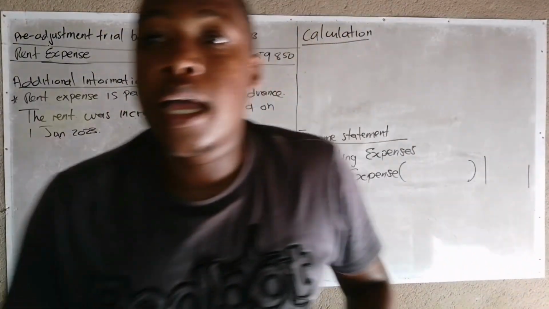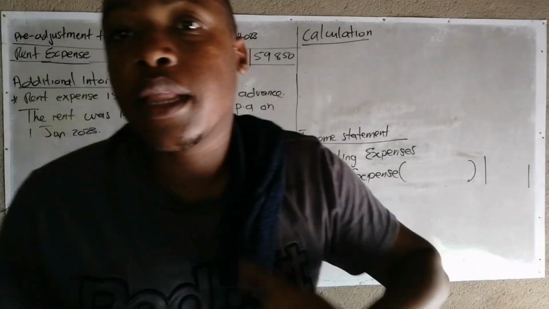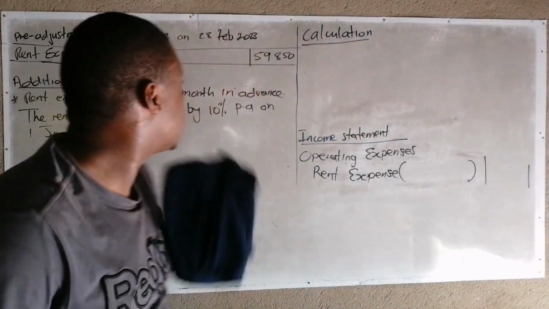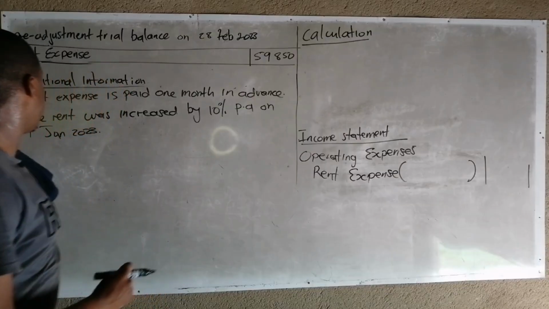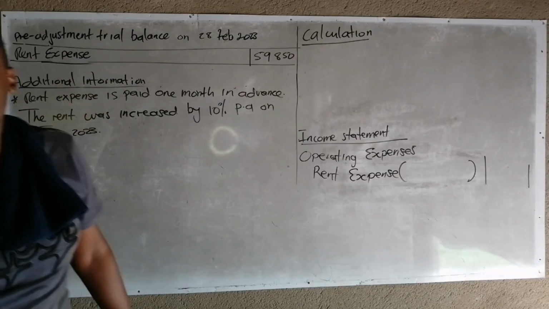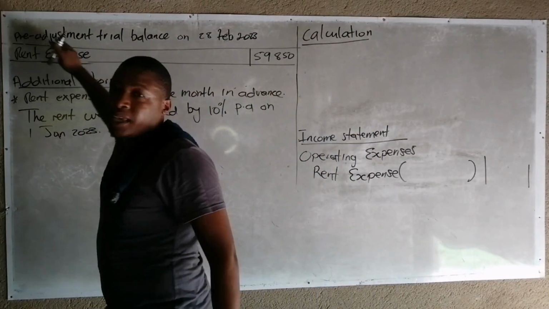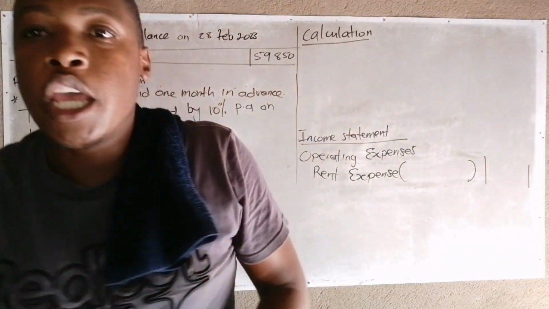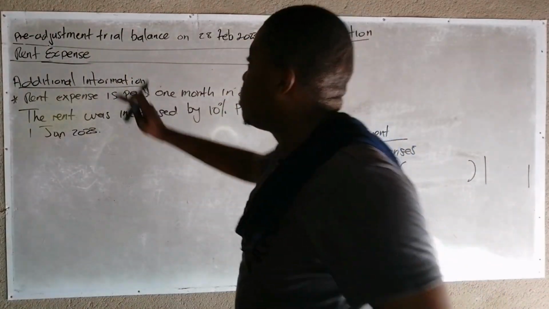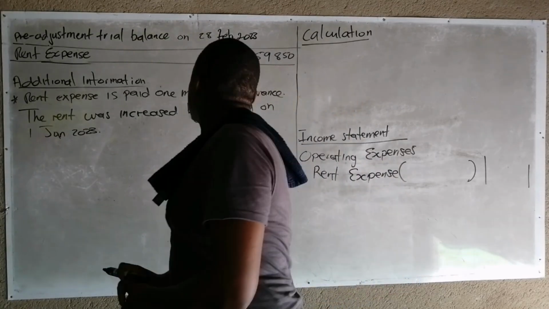So today, just for starters, guys, I will ensure that this video is short, not longer than 5 minutes, just to solve this transaction. You are given a pre-adjustment trial balance. Let's not forget that in a pre-adjustment trial balance, these adjustments were not taken into account unless you were told that it was recorded or taken into account. So we are given a pre-adjustment trial balance on the 28th of February 2023.